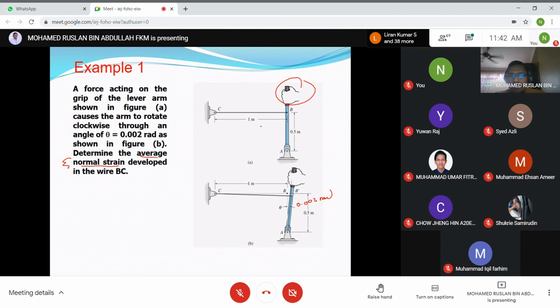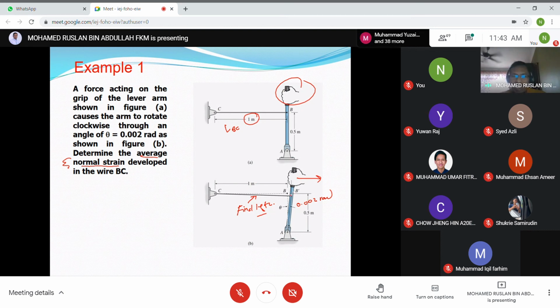From this diagram, we know that 1 meter is the length of the wire BC before deformation. This is LBC, the original length. After we pull in this direction, the lever rotates through the angle of 0.02 radian. So of course, the wire BC now becomes longer. Instead of 1 meter, CB dash is now more than 1 meter. So we want to determine the final length, the length after deformation.